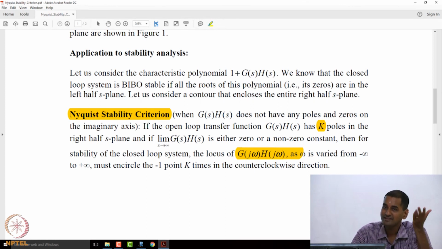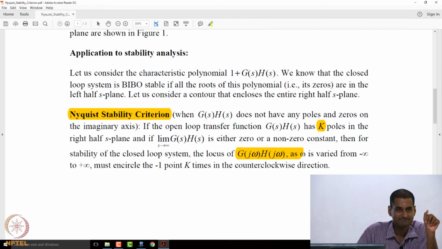So what should be nc? It should be minus k, and that is k counterclockwise encirclements of the origin in the 1 plus g of s h of s plane, and that is going to be k counterclockwise encirclements of the minus 1 point in the g of s h of s plane, and we are writing g of j omega h of j omega because s is of the form j omega, okay. So that is why we are looking at this.